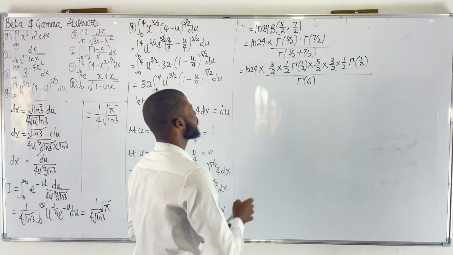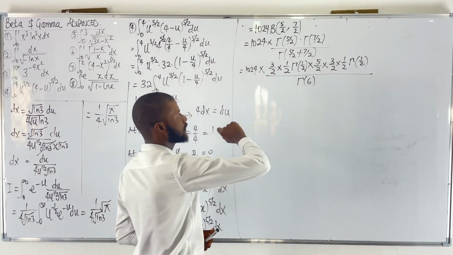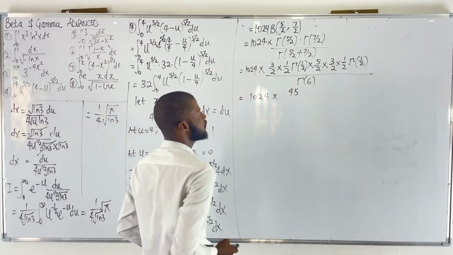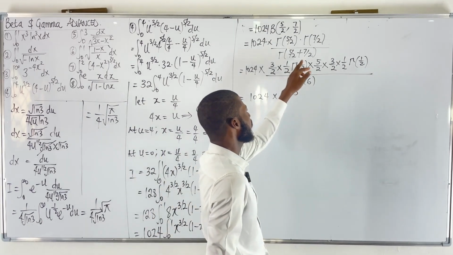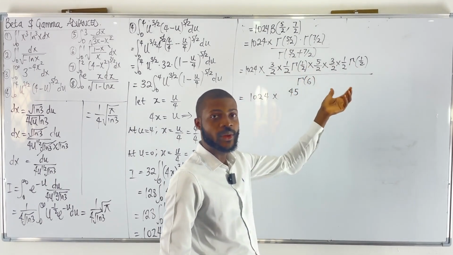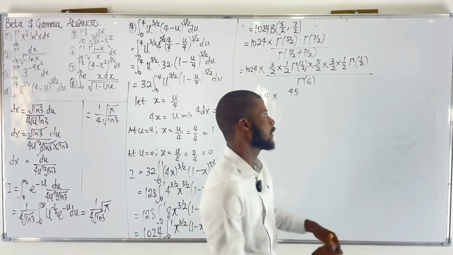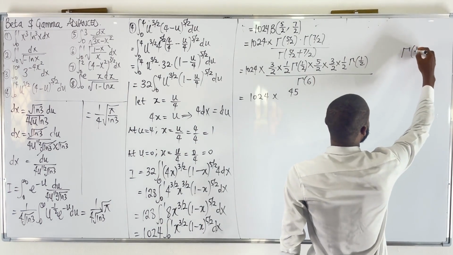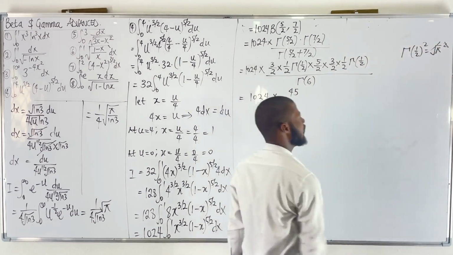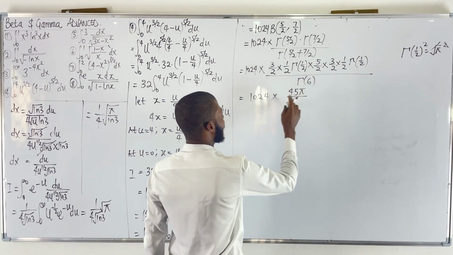So for the top, 3 times 5 times 3, that should be 45. So this is 1024 times 45. Then gamma of half times gamma of half. Remember that gamma of half is actually the square root of pi. So what is the square root of pi times another square root of pi? That's just pi. Gamma of half is equal to root pi, so if we were to square both sides, we're just going to have pi. So that's why this will be 45 pi divided by all of the 2's.